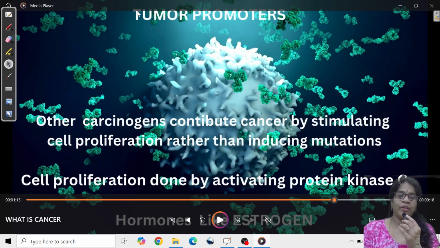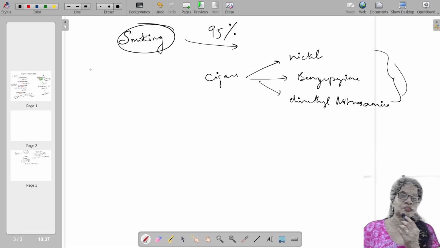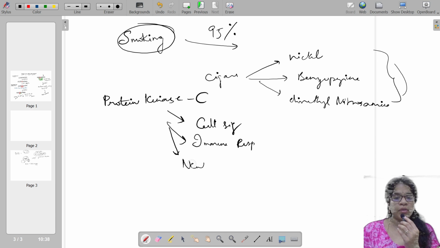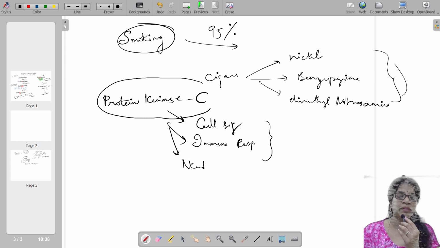For example, if you take an example of protein kinase. What is protein kinase? Protein kinase is something which helps in the cell signaling pathway. It helps in, I can say, immune response. It is a positive pathway, and also neurotransmitter activity, I can say. So these are all the basic steps that should happen in a normal cell. So protein kinase is generally activated in a normal cell.